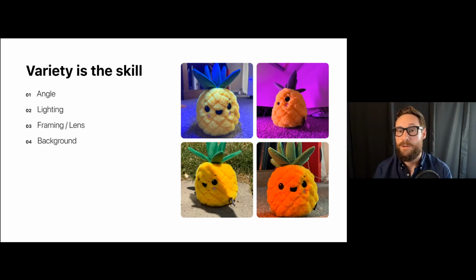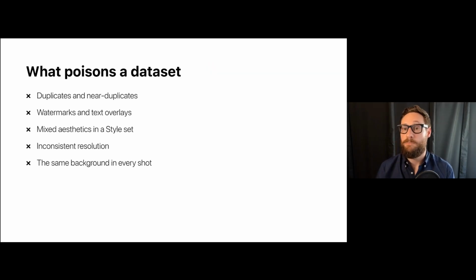So now let's really look into what breaks a dataset. Duplicates or near duplicates, and any watermarks or text overlays, will cause some problems. With any mixed aesthetics in a style set, you want that style to be consistent, because if you get a few anomalies or outliers, there is a chance that will be pushed forward in the generation, which isn't what you want. You want nice consistent results. Inconsistent resolution is another one: if some are really low resolution screenshots and some are high quality 2K, 4K images, it'll have a few little problems.